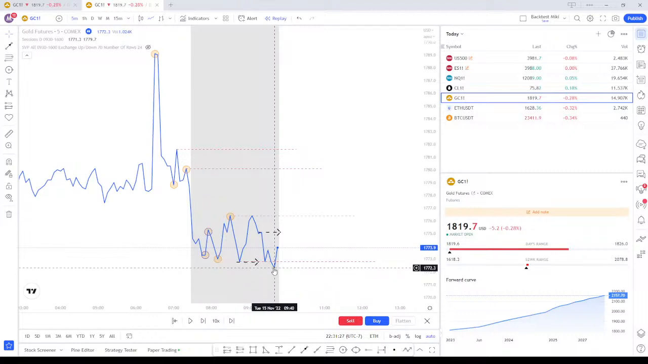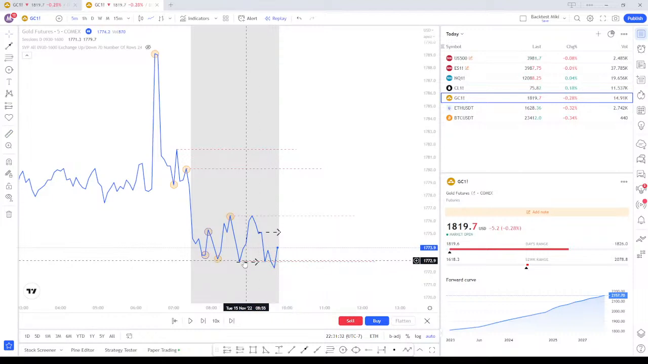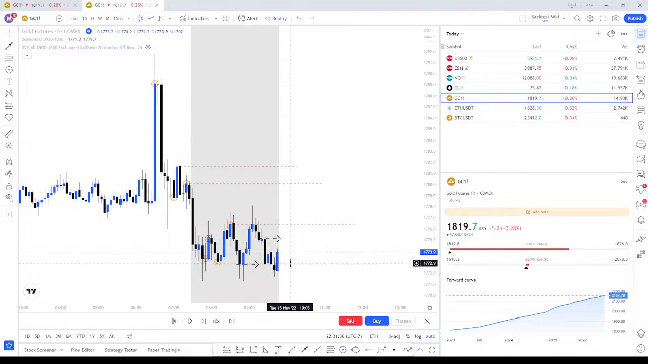We had a better break here though, so this was not bad. This was a cleaner break compared to these breaks. This was a better break. So I would say would have been hold. I don't think we switched to a long here.